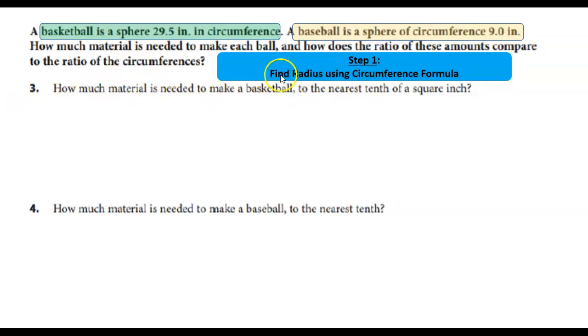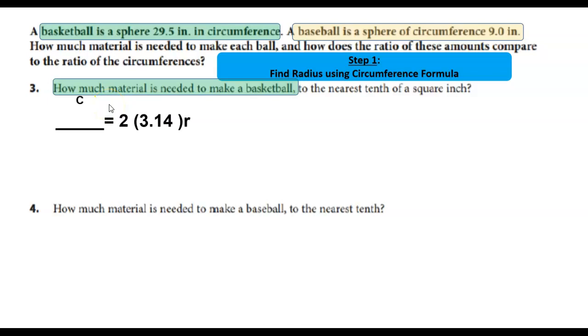So the first thing we have to do is find the radius using the circumference formula. So remember, circumference was C equals 2 times 3.14 r, using the approximation instead of pi, because they don't give us our radius. They give us circumference, but they don't give us radius. So we're going to need to use a little bit of algebra to find out that other piece. For the basketball, that was 29.5, so I'm going to plug that in there.